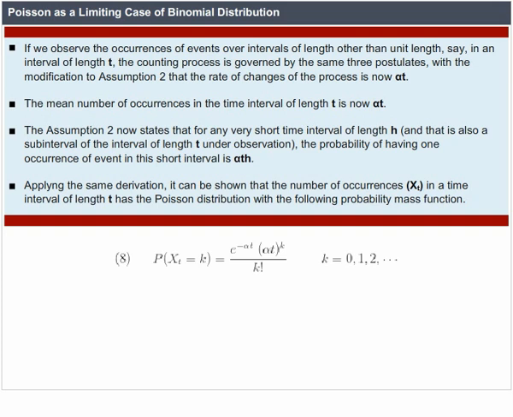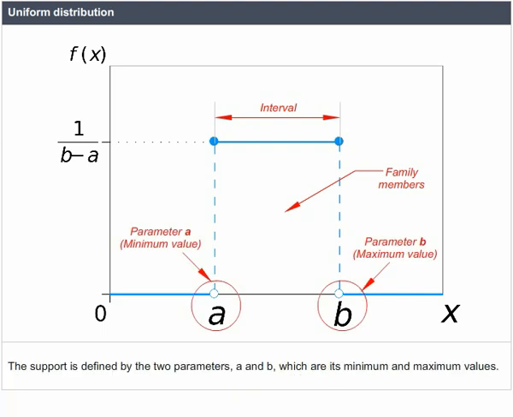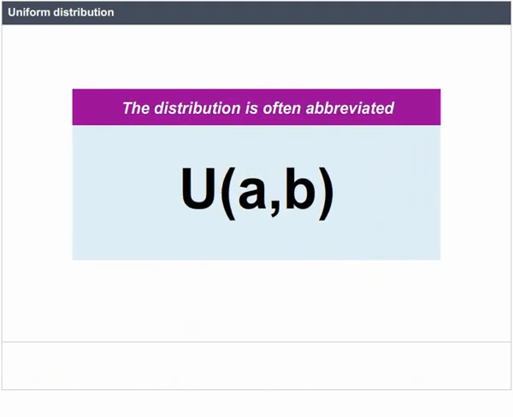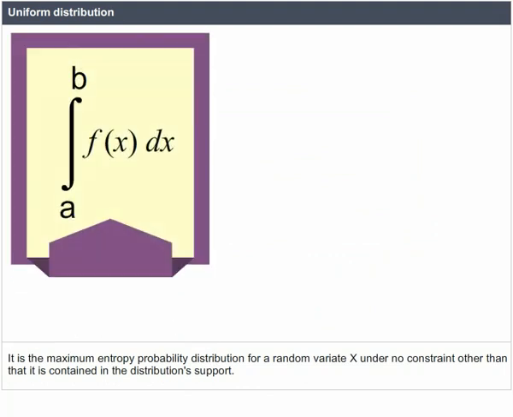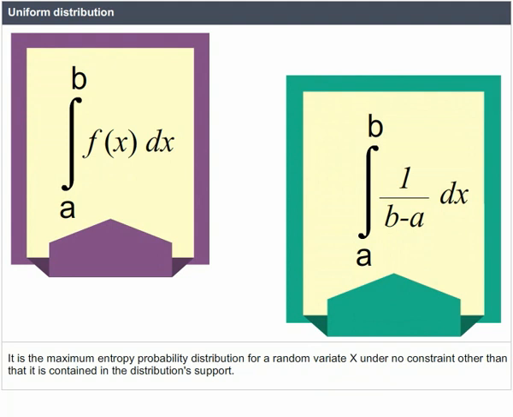Uniform distribution. In probability theory and statistics, the continuous uniform distribution or rectangular distribution is a family of symmetric probability distributions, such that for each member of the family, all intervals of the same length on the distribution support are equally probable. The support is defined by the two parameters a and b, which are its minimum and maximum values. The distribution is often abbreviated U(a, b). It is the maximum entropy probability distribution for a random variate X under no constraint other than that it is contained in the distribution support.